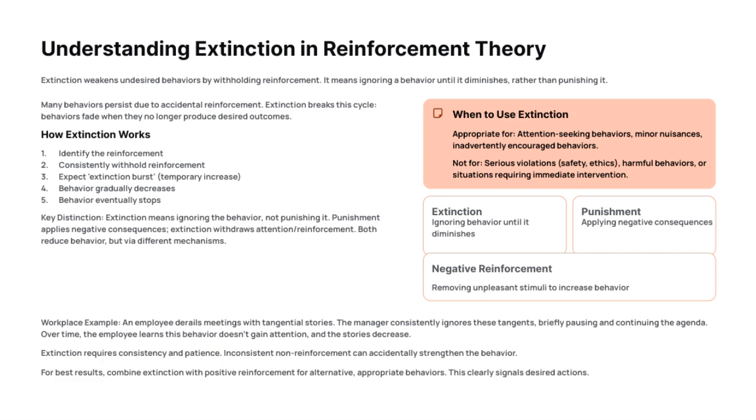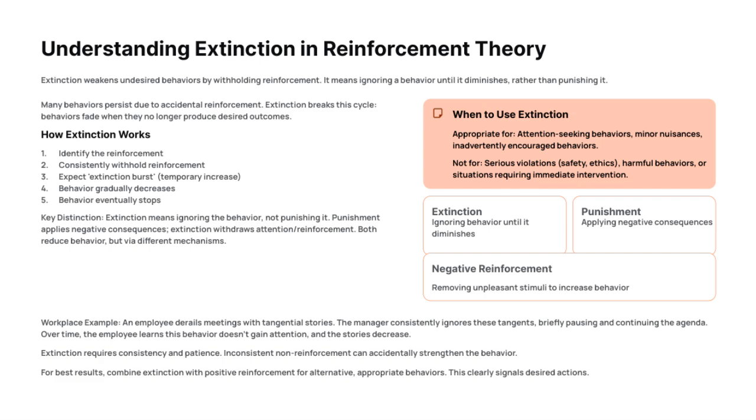A key point to remember is that extinction means ignoring the behavior, not punishing it. Punishment involves applying negative consequences, whereas extinction involves withdrawing attention or reinforcement. Both can reduce behavior, but they do so through different mechanisms. The process begins with identifying the reinforcement maintaining the behavior, and consistently withholding it. You might see an extinction burst, where the behavior temporarily increases before it starts to decrease. Over time, the behavior gradually diminishes and eventually stops.